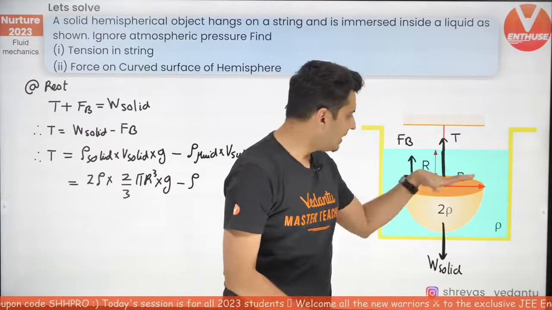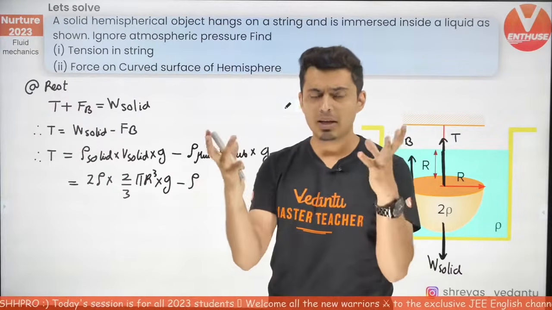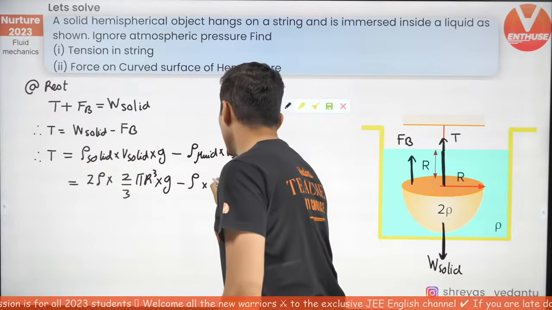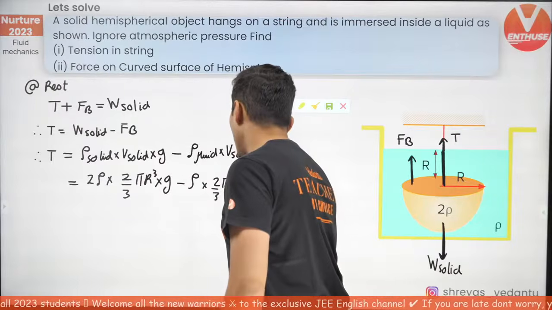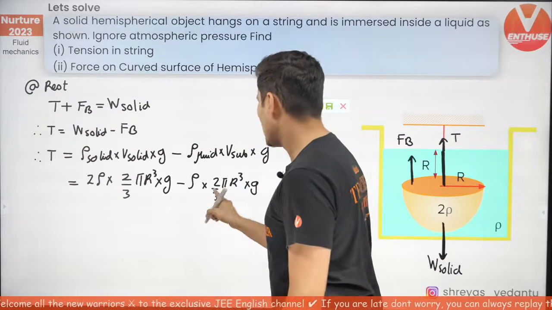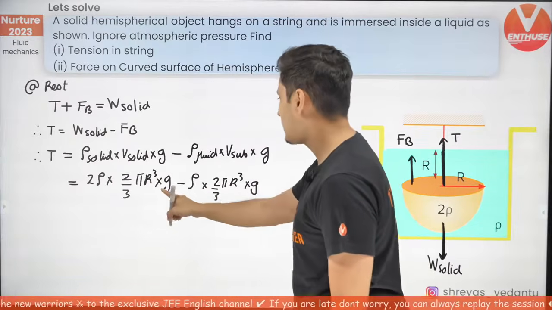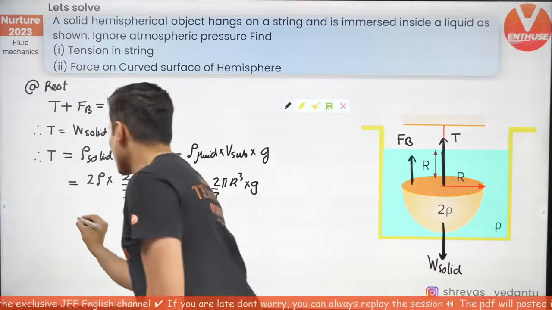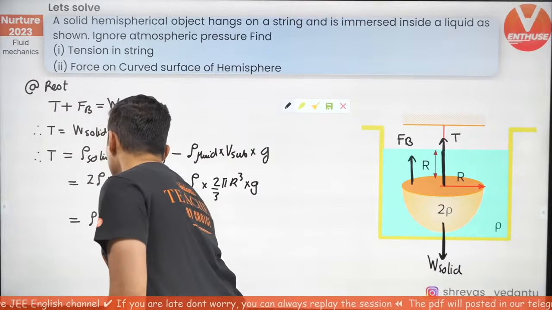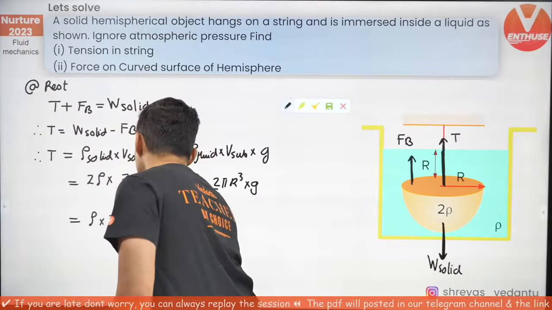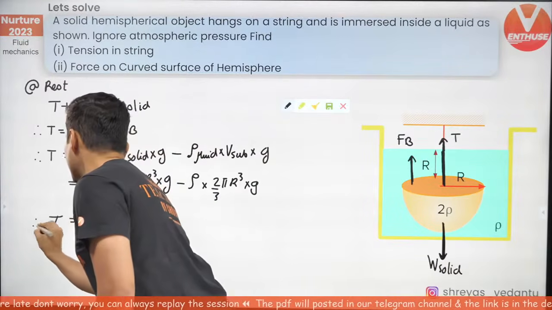Submerged volume. Everything is submerged. So whatever is the volume of the hemisphere, that is the volume submerged. So it will be nothing but 2 by 3 pi r cube into g. Now observe, 2 by 3 pi r cube is the same, g is the same, rho is the same. So 2 minus 1 is 1. So it will be just rho into 2 by 3 pi r cube into g. So that is basically your tension.